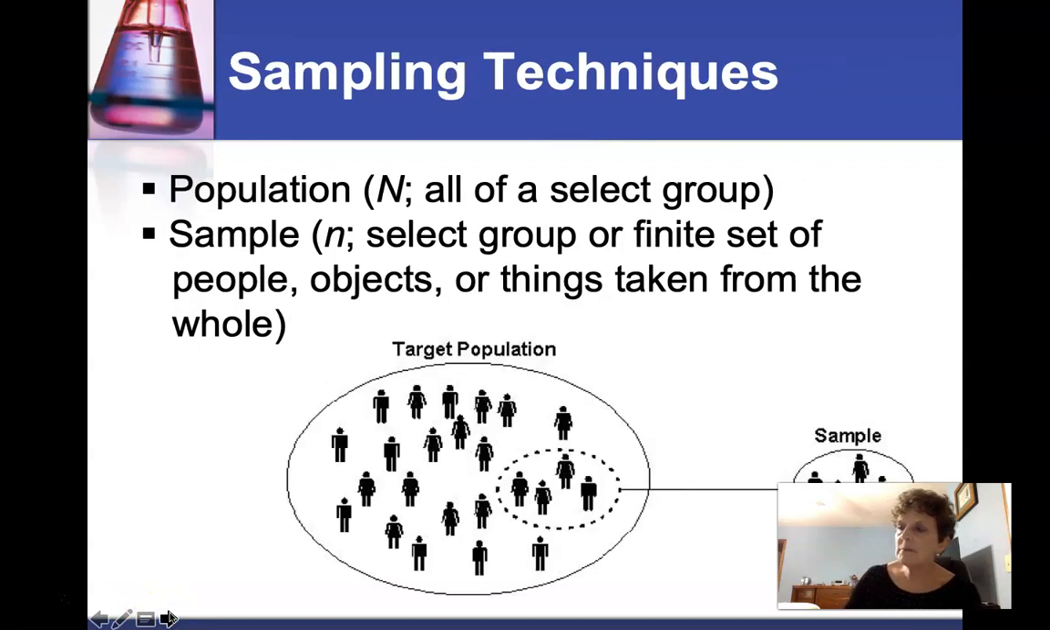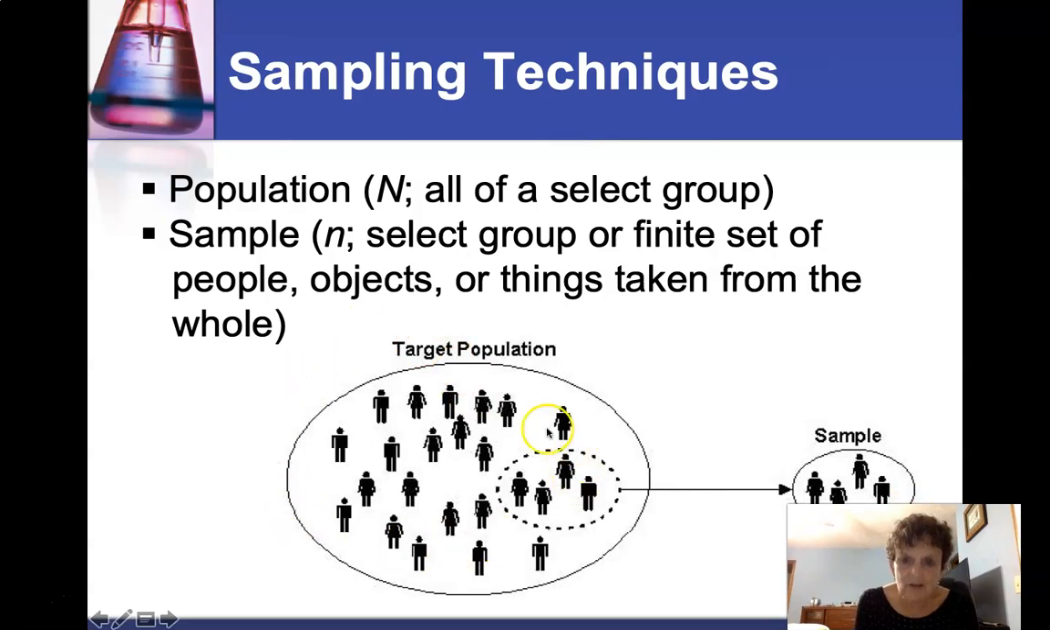So let's talk a little bit about a population. What is a population? A population is all of a select group. And a sample is just a subset of that target population. Very important concepts here to remember. Population is your biggest group, as you see right here, so it gets the big N. Your sample is just a little chunk of it, so it just gets the lowercase n. These are easy to confuse, so the easiest way to think of it is the biggest one gets the uppercase letter, and the little subsection gets the lowercase letter.